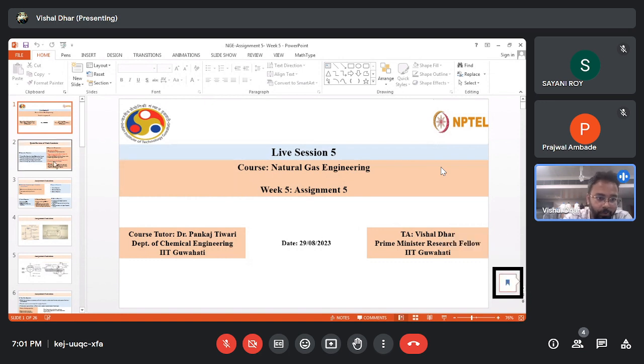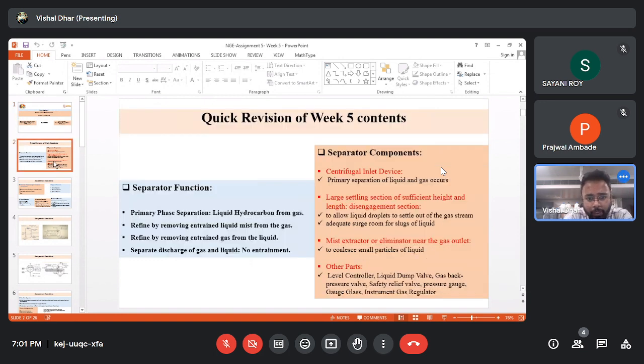So first we go into a quick revision of week 5 contents. First, what are the separator functions? Primary phase separation: it separates liquid hydrocarbon from gas. Next is refining by removing entrained liquid mist from the gas. Next, refining by removing entrained gas from the liquid. It will be separating liquid mist from the gas, and it will also be separating gas from the liquid. And it will discharge gas and liquids separately, with no entrainment.